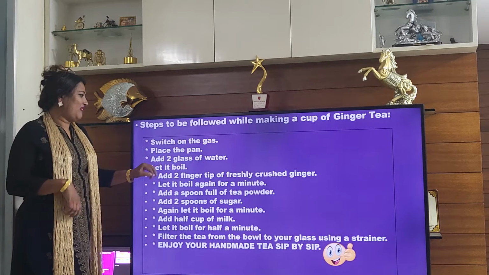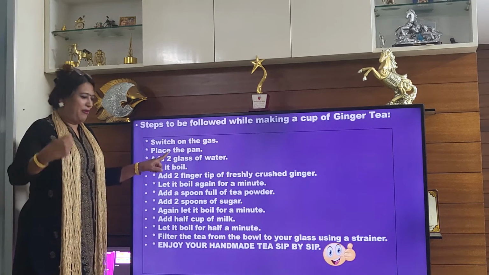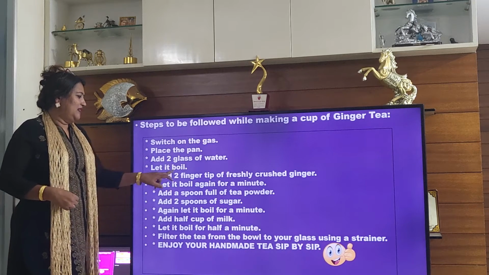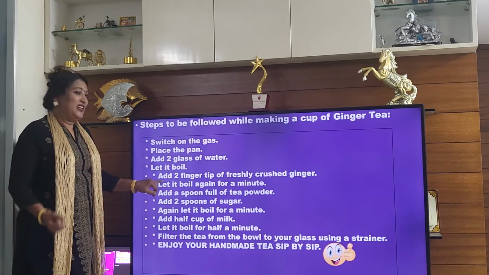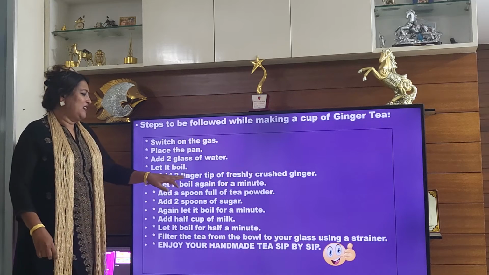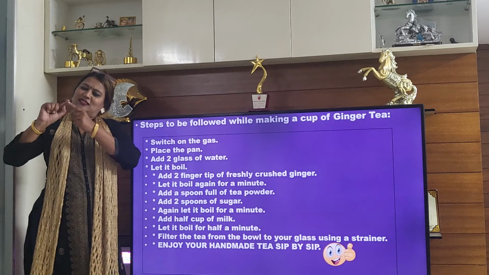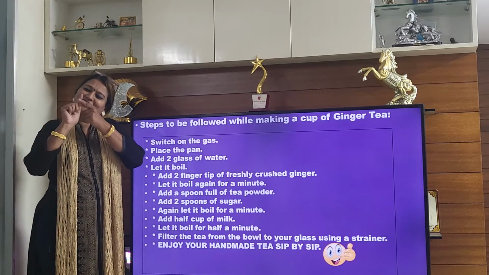Then, first you switch on the gas, place the pan, add 2 glasses of water, let it come to a boil, then add 2 fingertips of freshly crushed ginger. This is one tip. This is the second.